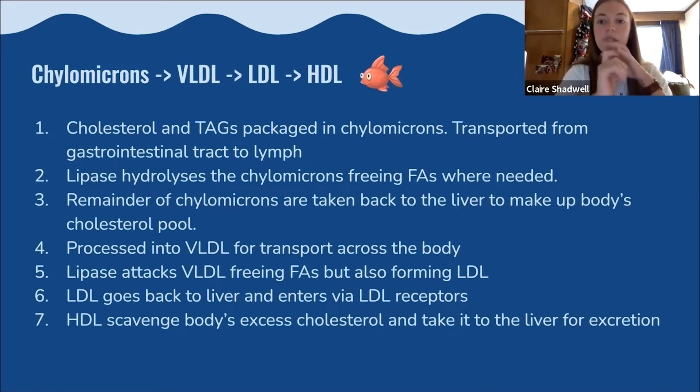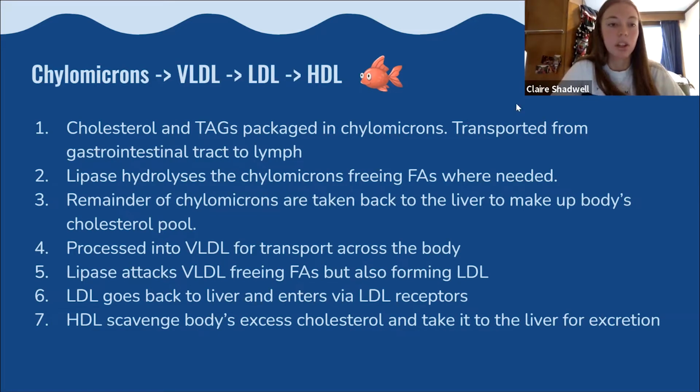So how it works is it goes chylomicrons to very low density lipoproteins, to low density lipoproteins, to high density lipoproteins. So chylomicrons are made in intestinal cells after a meal and are approximately 88% triglycerides. They transport triglycerides and cholesterol to body tissues, whereas very low density lipoproteins are made in the liver and are about 50% triglycerides and cholesterol. They transport triglycerides from the liver to tissues between meals.